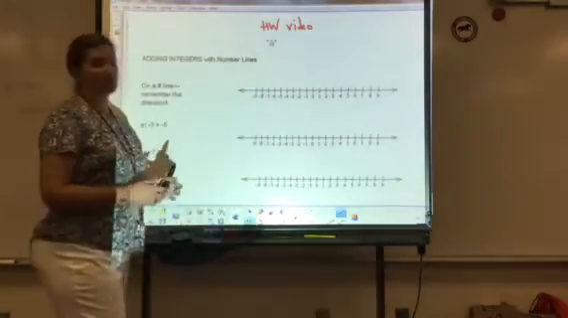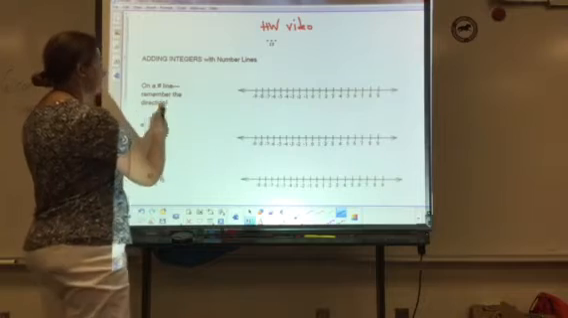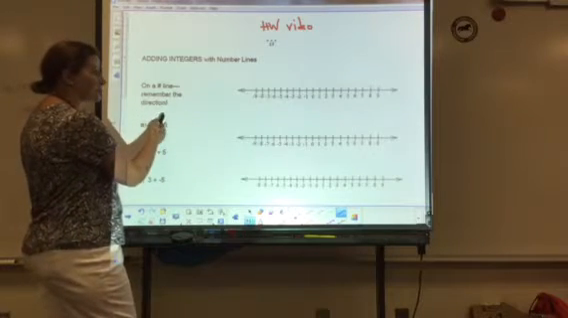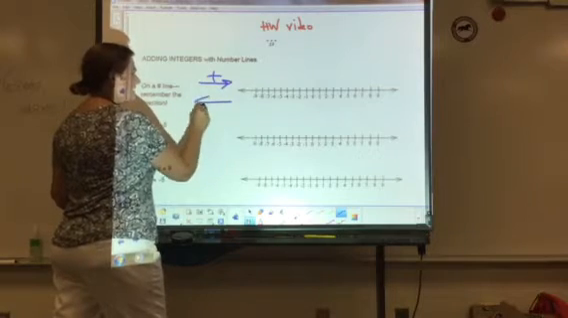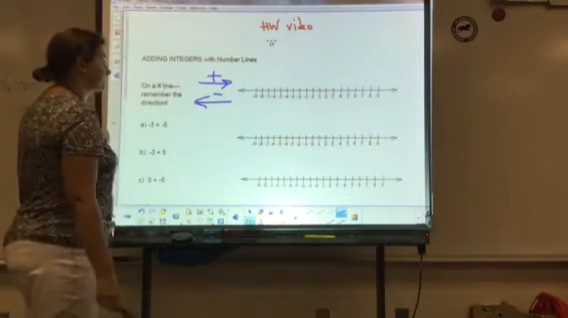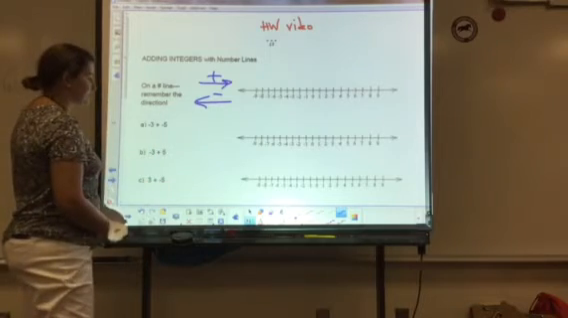So on page 13, it works with number lines. Things to keep in mind: on a number line, you have to think about the direction. A positive number is moving to the right on a number line, and a negative number is moving to the left on a number line. So these number lines are going to go with these questions.